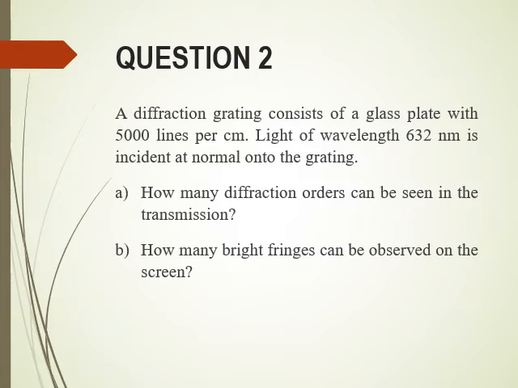Question 2. A diffraction grating consists of a glass plate with 5,000 lines per cm. Light of wavelength 632 nanometer is incident at normal onto the grating. A. How many diffraction orders can be seen in the transmission? B. How many bright fringes can be observed on the screen?